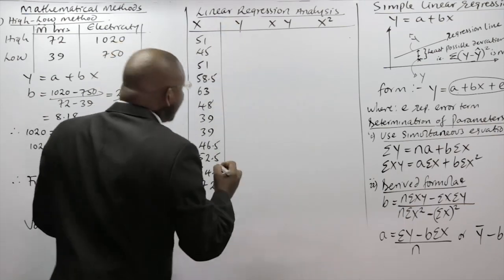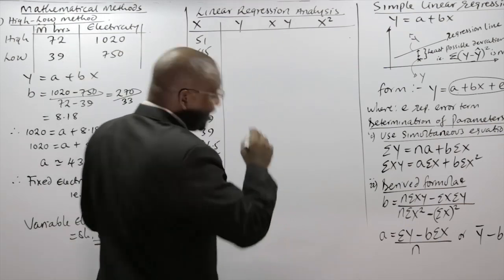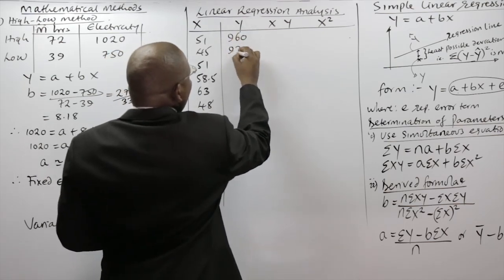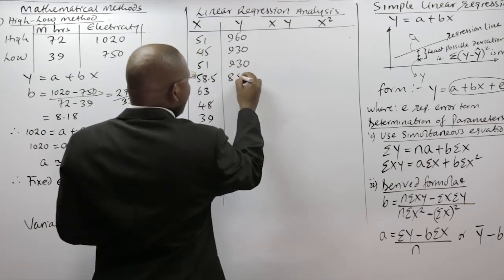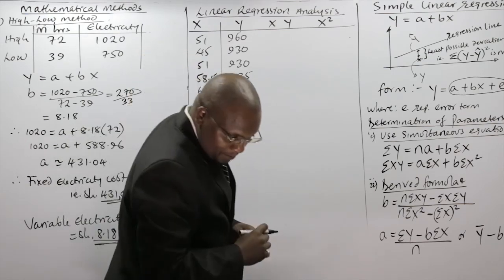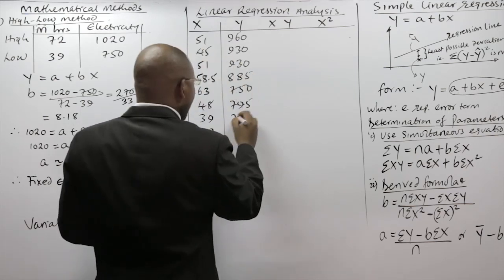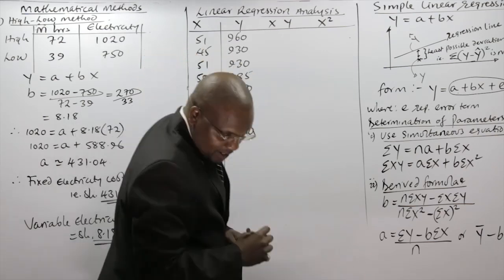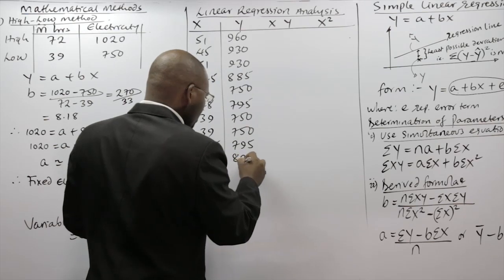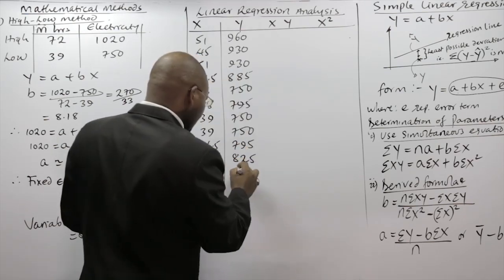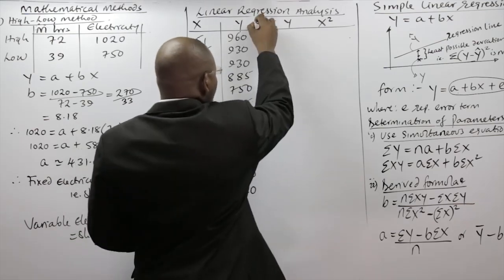Then the electricity cost is as what I had given. We have 960, 930, 930 again, 885, 750, 795, 750, 750, 825, 870, and 1020.